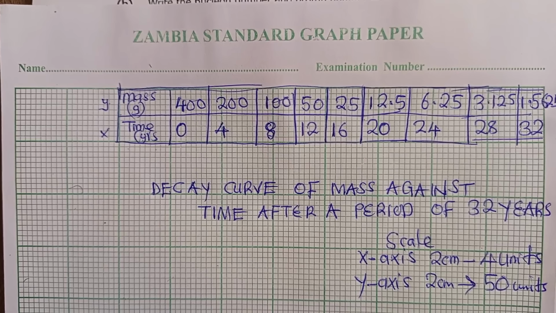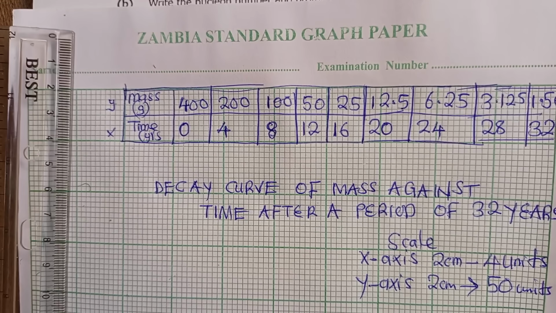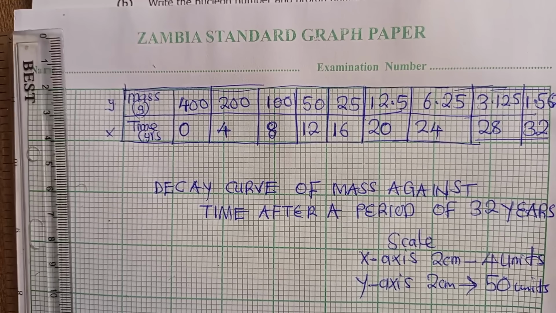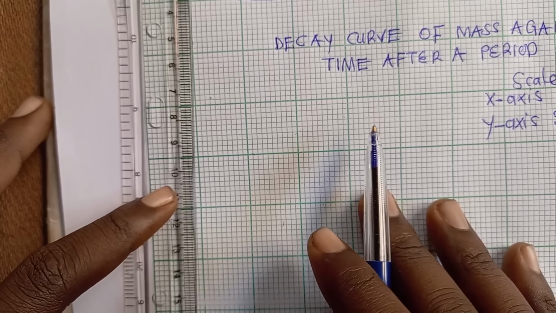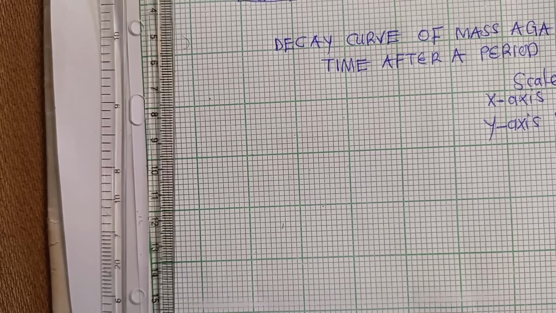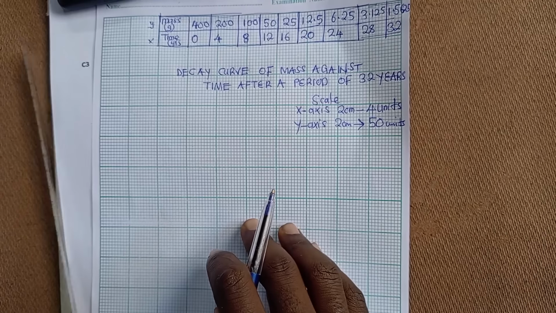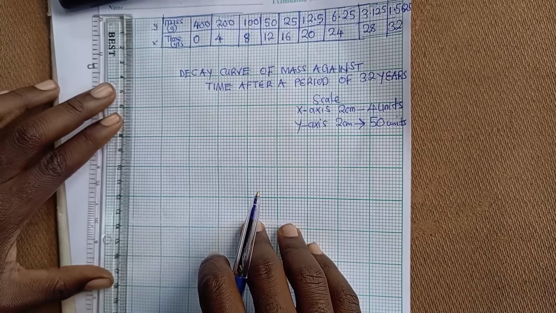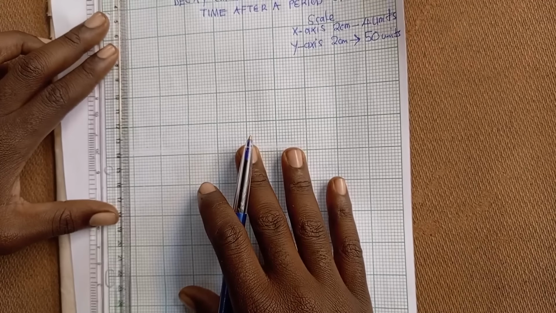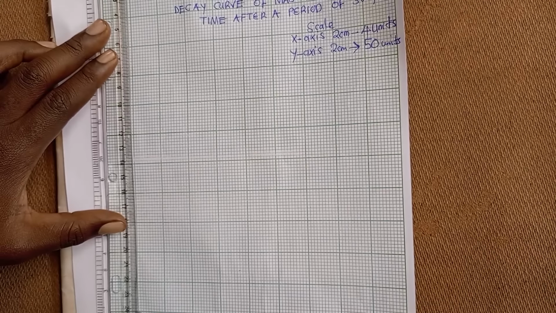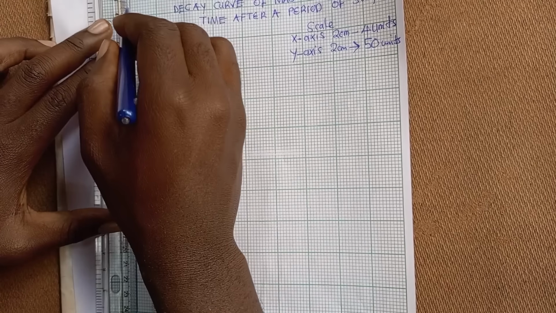Since I want to plot this, what I need to do is just leave one line here. You just leave one box there. So let me do it like this so that you're able to see. This is something that you need to do like this.